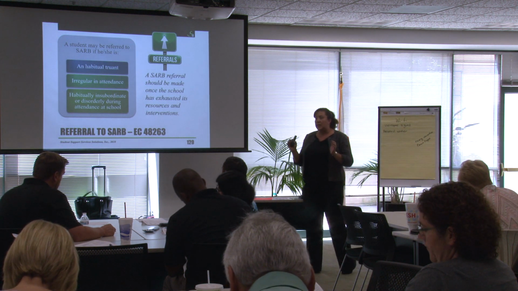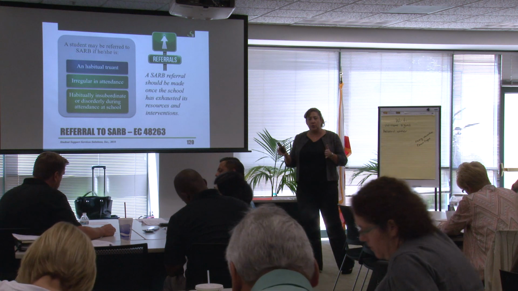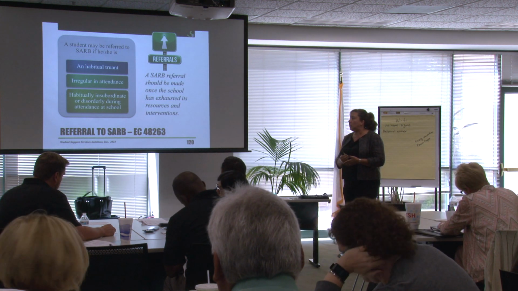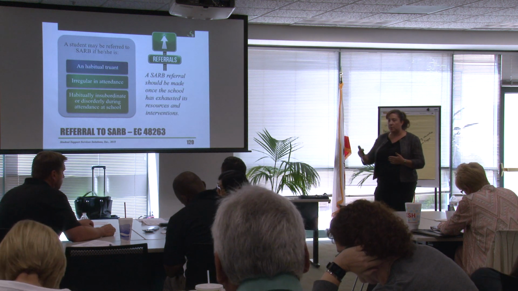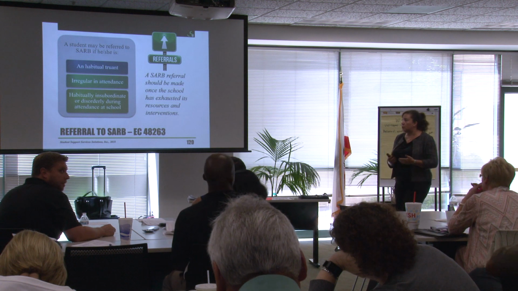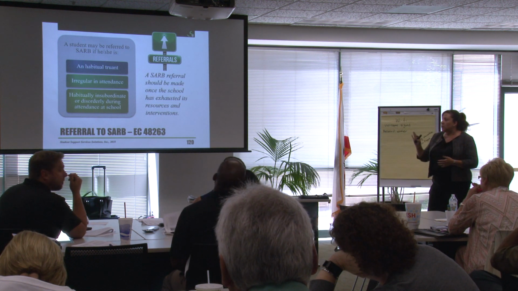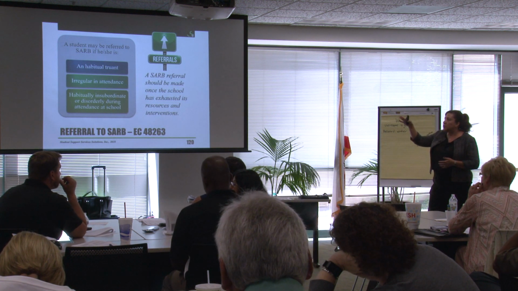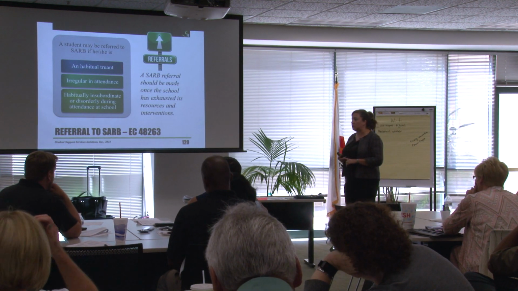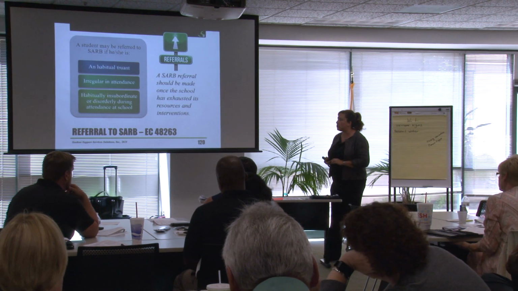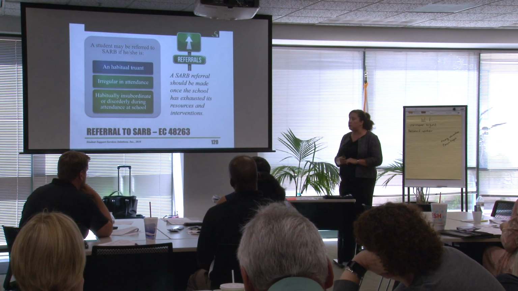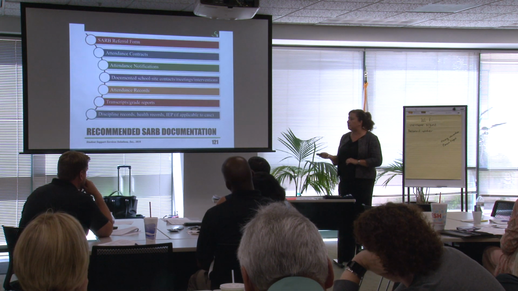that and it hasn't worked to the point where kids are returning to regular attendance, this is when you get to tier 3. And this is the referral to SARB, and then beyond that to a truancy mediation program if you have it, or prosecution. So when you look at the referral to SARB, students can be referred if they are habitual truant, irregular in attendance, or habitually insubordinate or disorderly at school. Again, referrals should be made only once you've exhausted school site options.